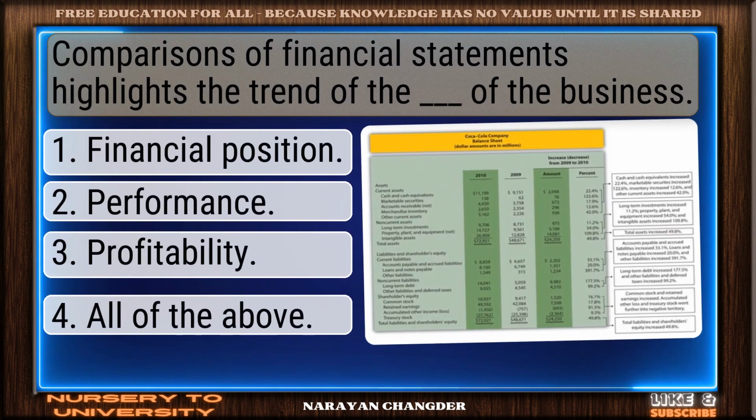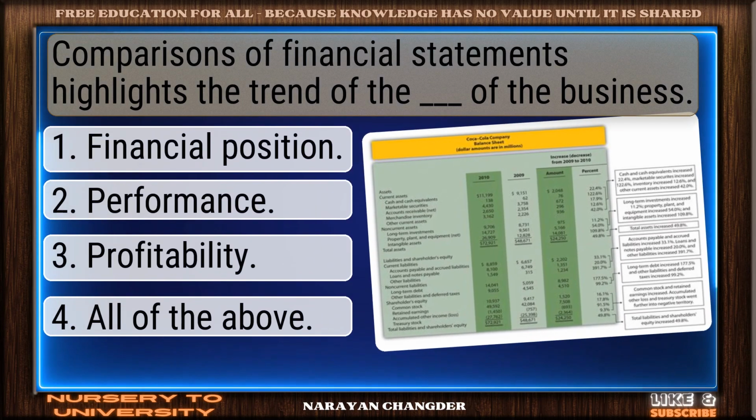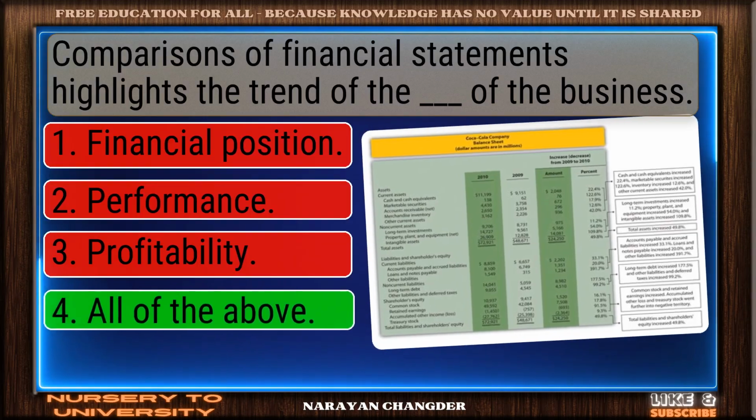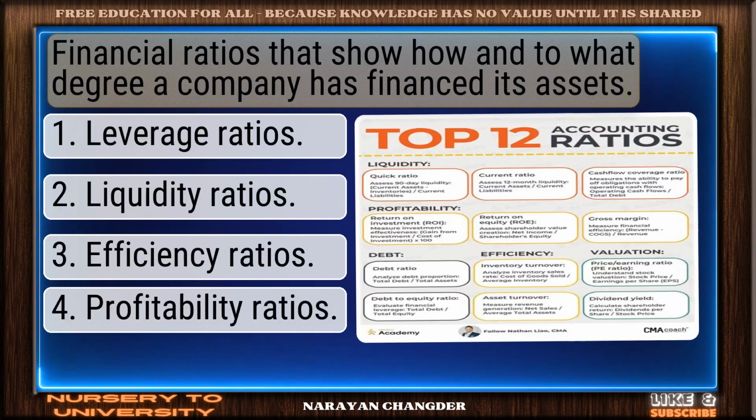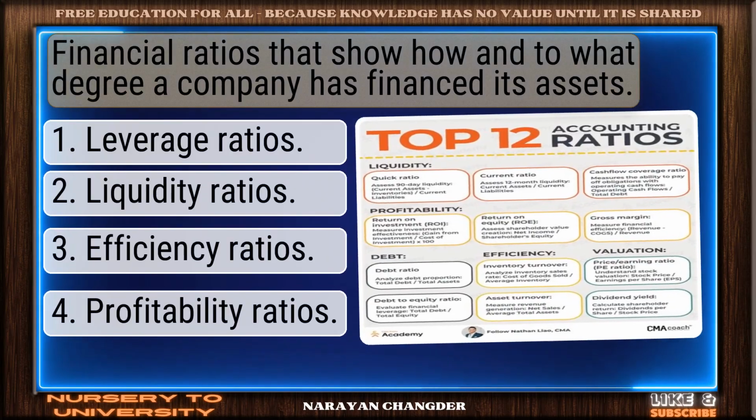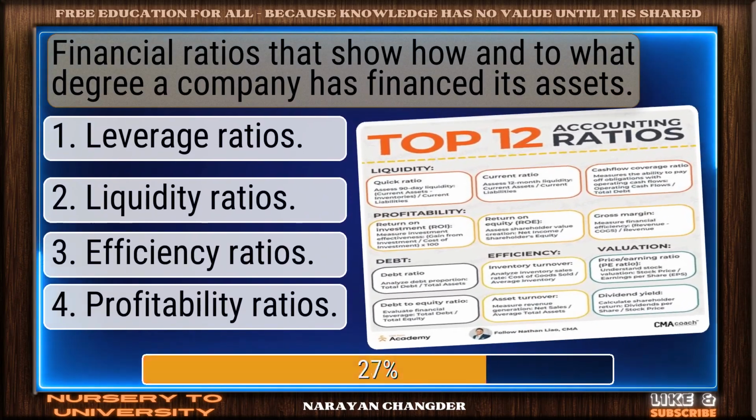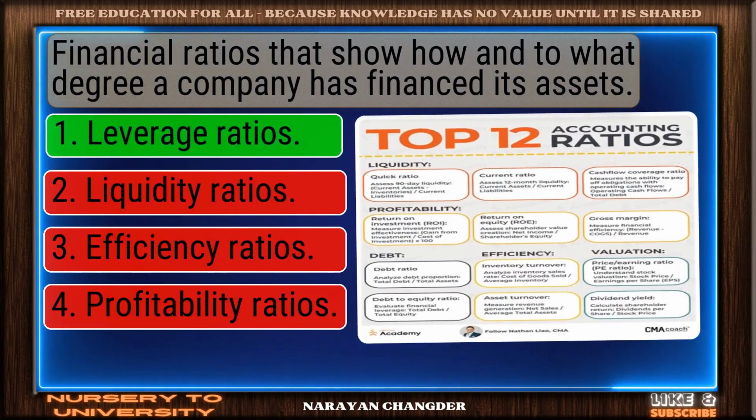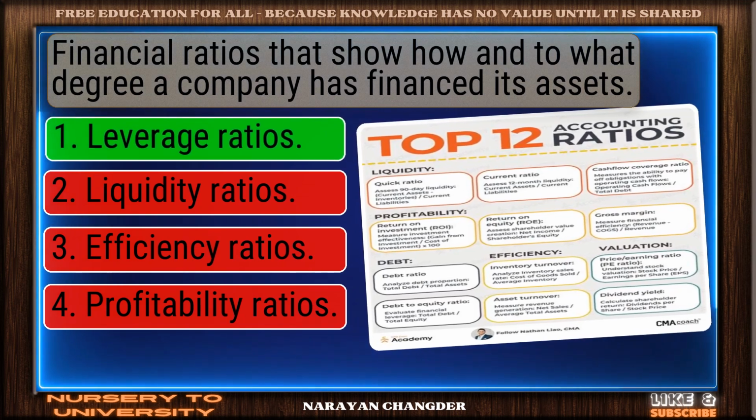Comparisons of financial statements highlights the trend of the dash of the business. You chose all of the above, and it is correct. Financial ratios that show how and to what degree a company has financed its assets. Clear logic. Your choice leverage ratios is sound and 100% true.